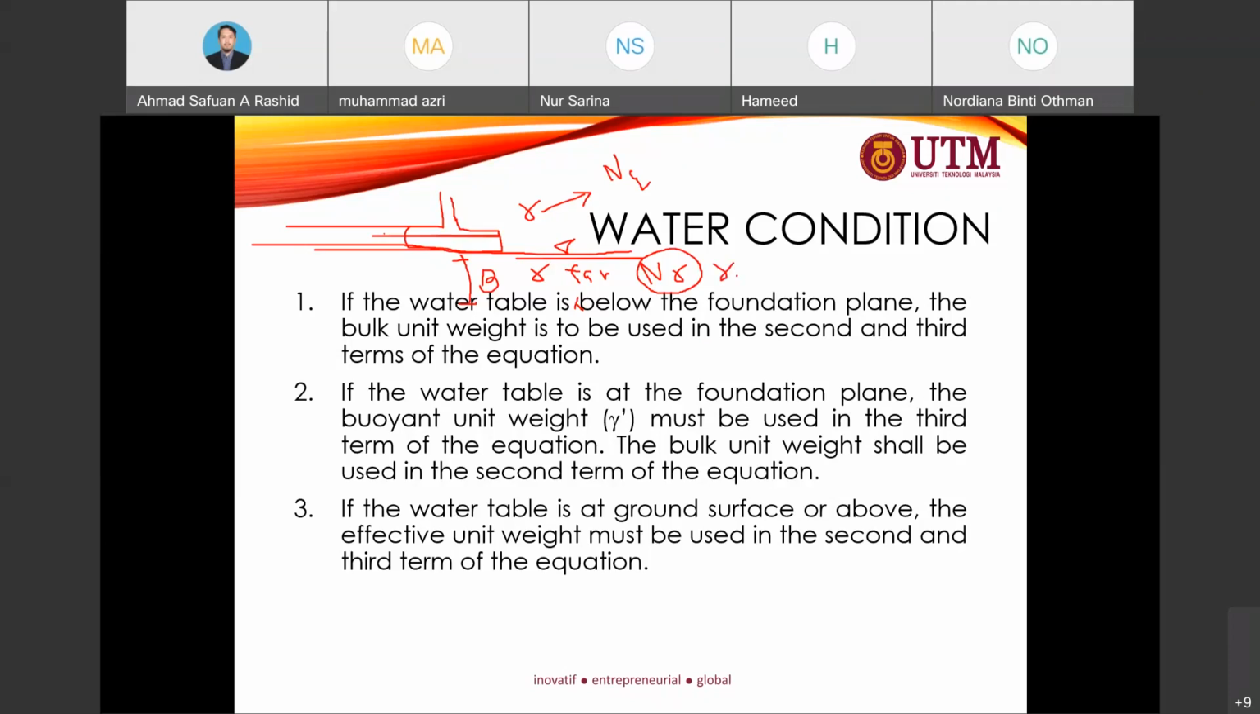The bulk unit weight should be used in the second term of the equation, so no changes on sub-equation number 2, where we still use the same unit weight. Lastly, if the water table is at the ground surface and above the foundation base, the effective unit weight must be used in the second and the third terms of the equation. This means that in the third situation, we use the effective unit weight for both the second and third terms.